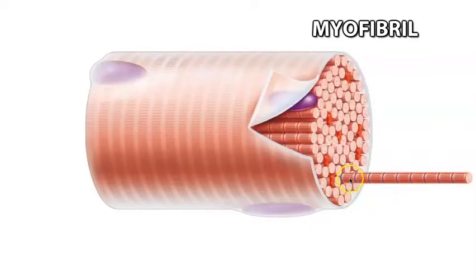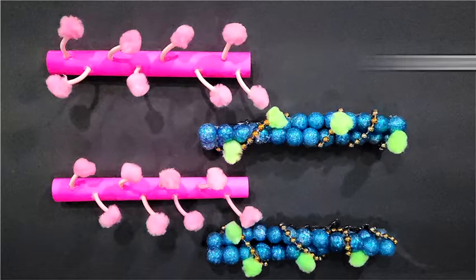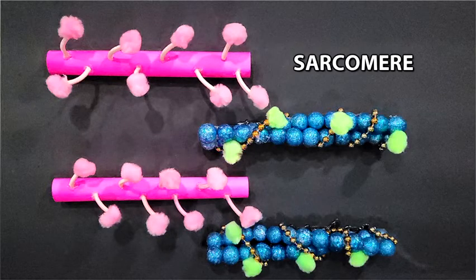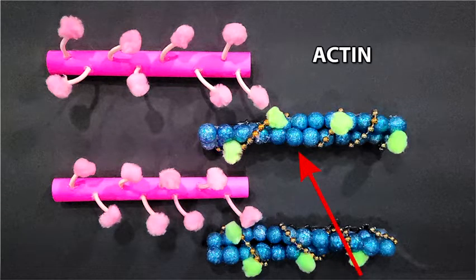The myofibril, a cylindrical organelle running the length of the muscle fiber containing actin and myosin filaments. The sarcomere is the functional unit of the myofibril divided into I, A, and H bands. The actin is a thin, contractile protein filament containing active or binding sites.